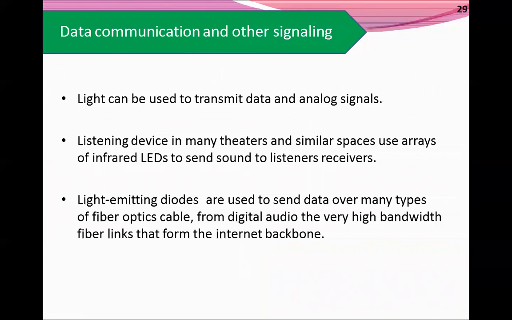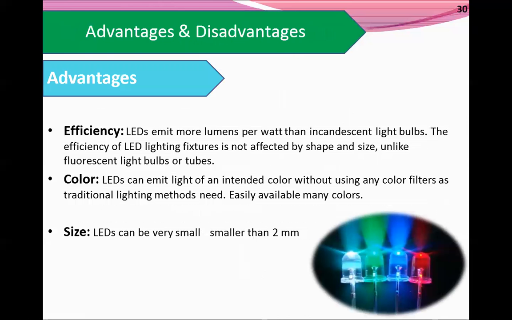Now, data communication and other signaling applications. Here, light can be used to transmit data and analog signals. Listening devices in many theaters and similar spaces use an array of infrared LEDs to send sound to the listener's receiver. Light emitting diodes are used to send data over many types of fiber optic cable, from digital audio to the very high bandwidth fiber links that form the internet backbone.